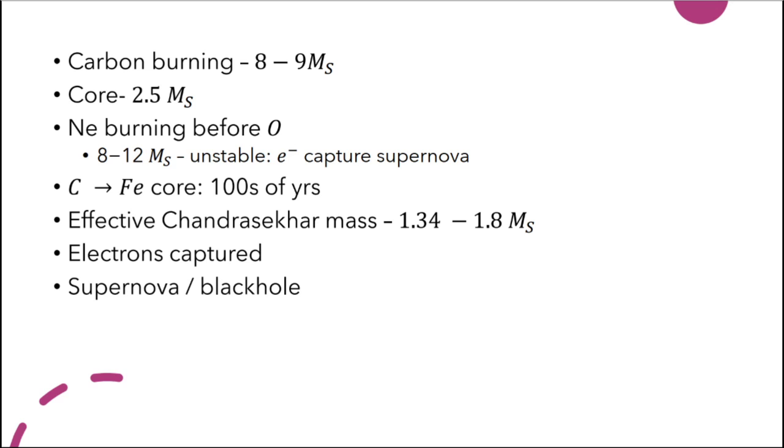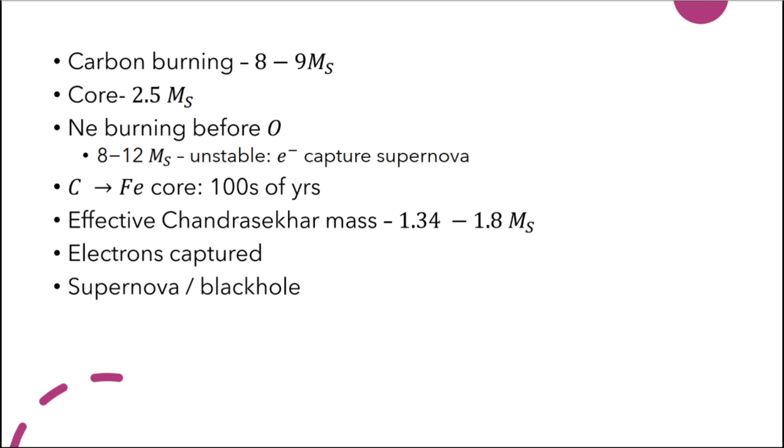So the maximum limit for carbon burning is around 8 to 9 solar masses, and it leaves a core of around 2.5 solar masses. And sometimes neon can burn before oxygen, and it causes the formation of around 8 to 12 solar mass core, which is unstable, and it eventually forms an electron capture supernova.